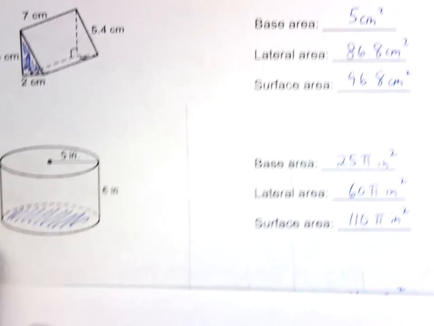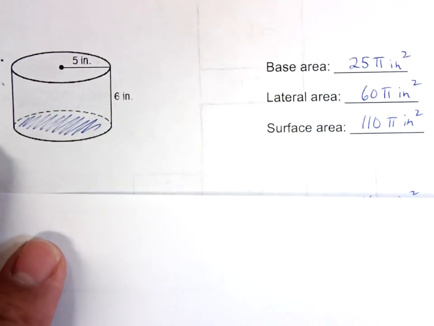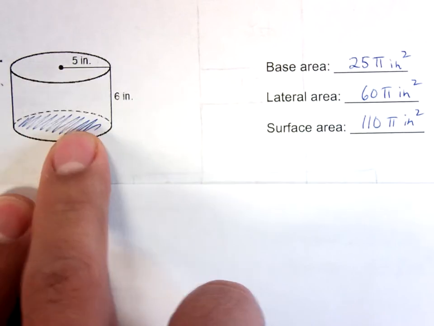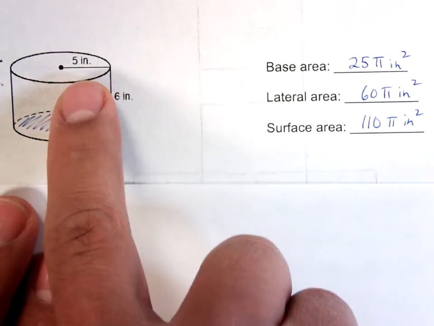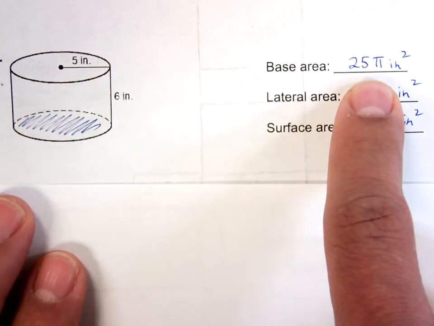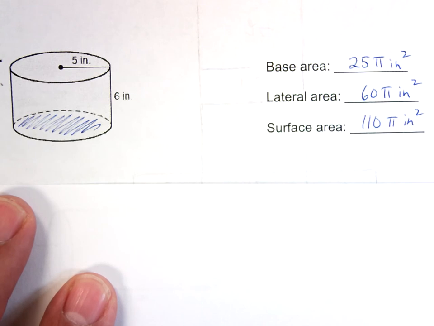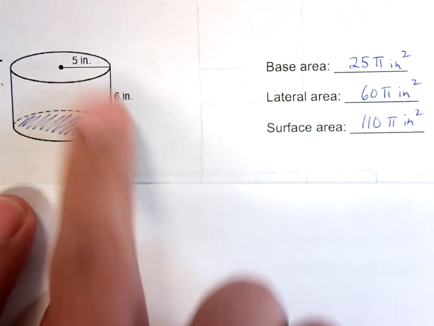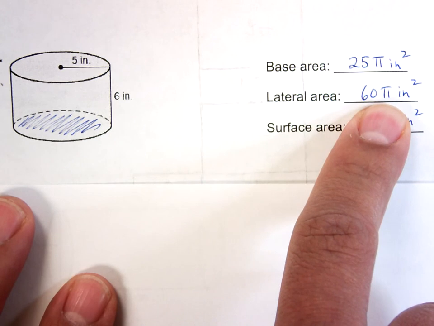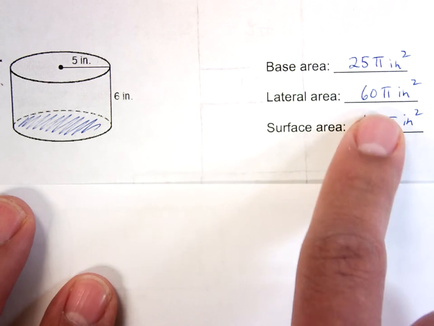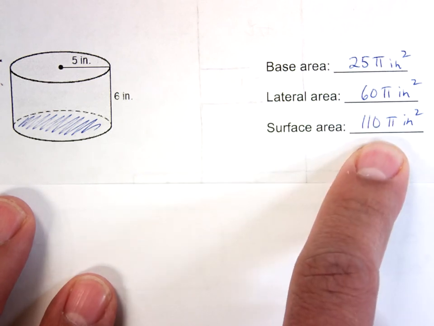How does a cylinder work? The exact same way. Base area. My bases are two circles. How do you get area of a circle? Pi r squared. Radius squared is 25, so it's just 25 pi. Lateral area, I take the circumference and I multiply it by the height. Circumference is 2 pi r, so that would be 10 pi. And then 10 pi times 6 would be 60 pi. And now add it up, because I have two bases. 25 times 2 is 50, so 50 pi plus 60 pi gives me 110 pi inches squared.